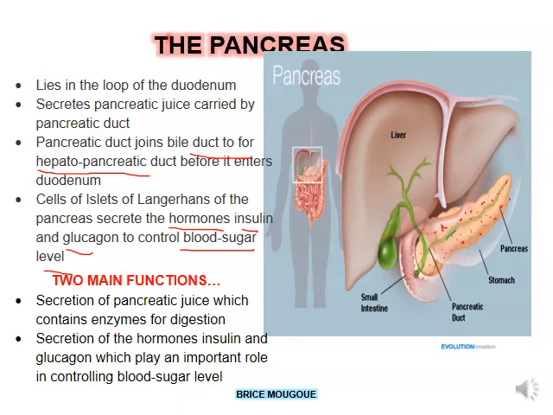So these groups of cells that form the islets, the islands of Langerhans, produce these two hormones, insulin and glucagon, which will then control blood sugar level. We'll see how they function at a later stage. In summary then, the pancreas has two main functions. The first of which is to secrete pancreatic juice, which contains enzymes for digestion. And the second of which is to secrete the hormones insulin and glucagon, which then control blood sugar levels.